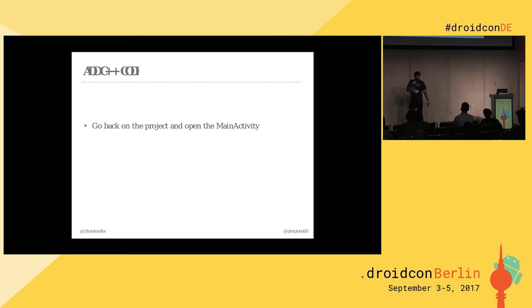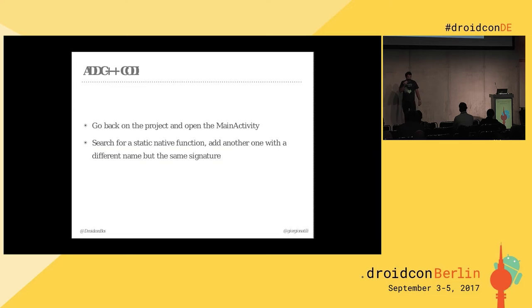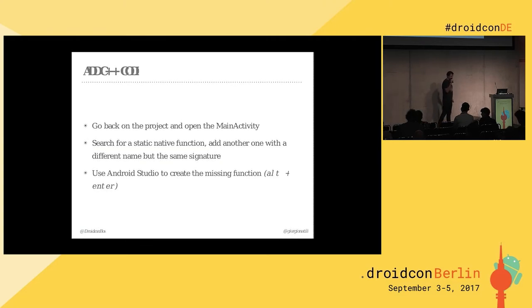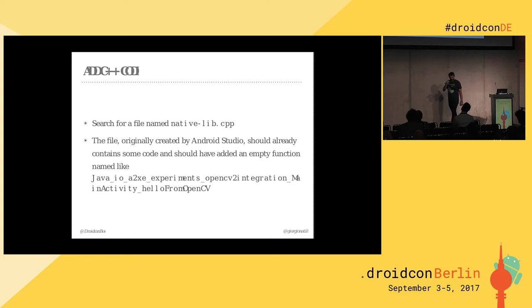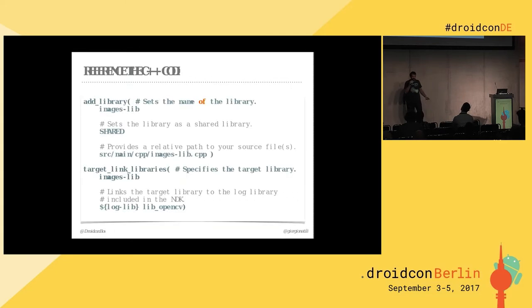You open the project, you open the main activity, you search for a static native function that is created by default by Android Studio when you initialize the project, and then you create a new one. What does it mean? It means that you will have a new function in your native-lib.cpp that has a terrible signature. It's something like this. Java, that's the package of your app, and so on. It's terrible, but it's what it's supposed to do by default. And then you refer to the new library. So if you take a look here, there is images-lib.cpp. It's the new file that we created. And you refer to this exactly here before the OpenCV one, because you have dependencies on OpenCV.